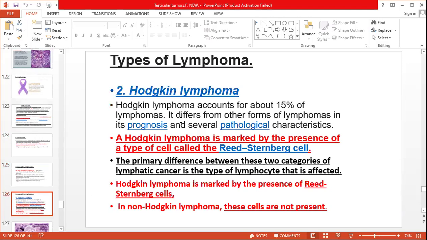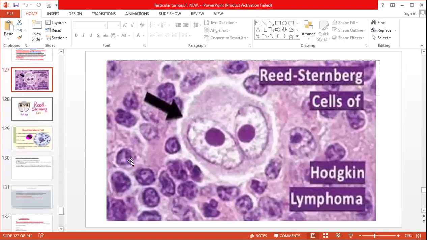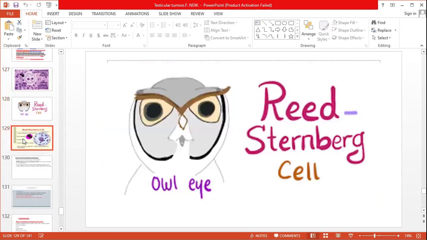Hodgkin lymphomas differ from the other forms of lymphomas in prognosis and several pathologic characteristics. Hodgkin lymphoma is marked by the presence of a type of cell called Reed-Sternberg cells. The difference between these two categories of lymphatic cancer is the type of lymphocytes that is affected. In non-Hodgkin lymphoma, these cells are not present. These are Reed-Sternberg cells, which look like owl eyes.